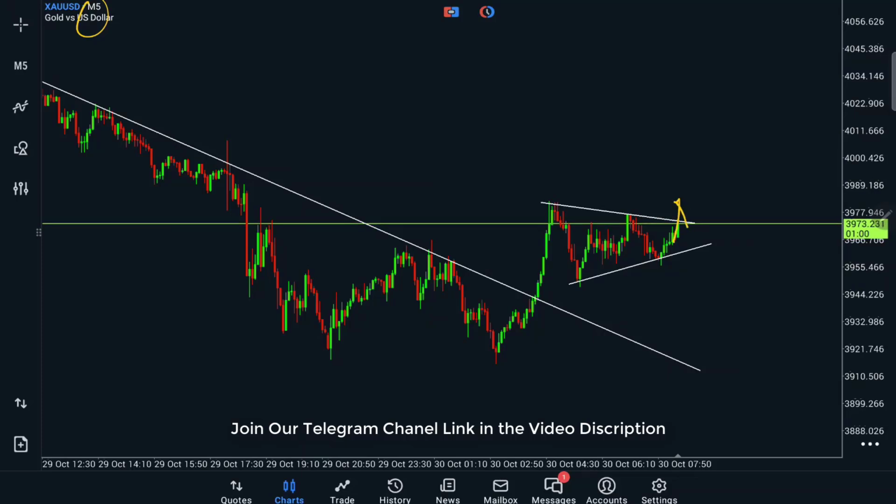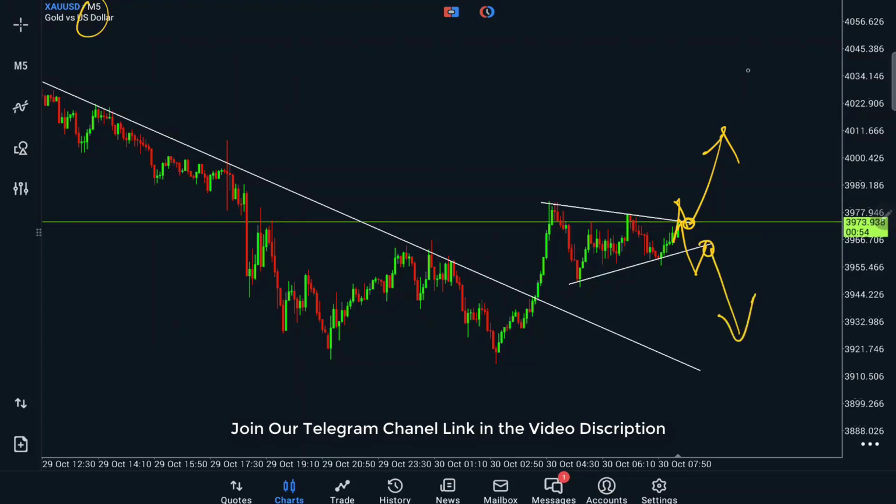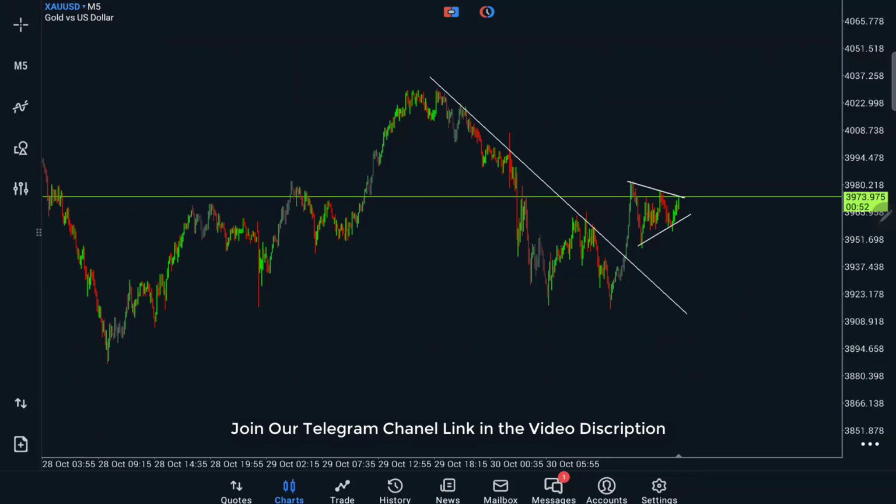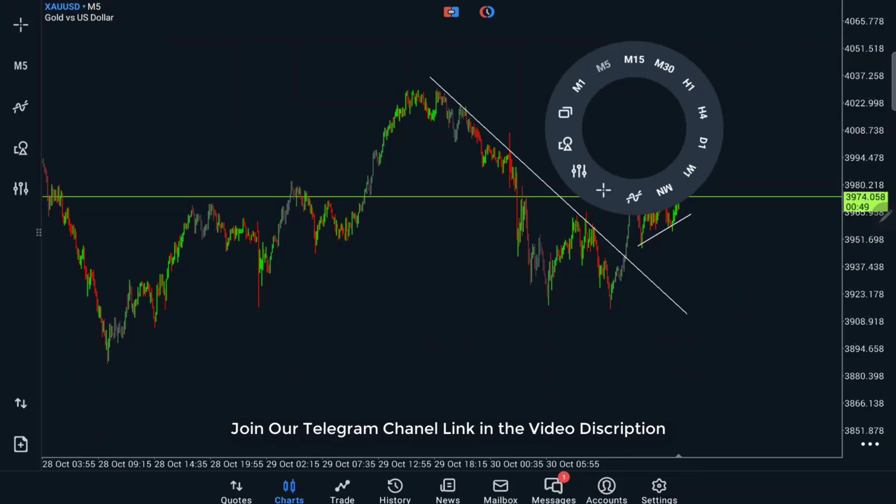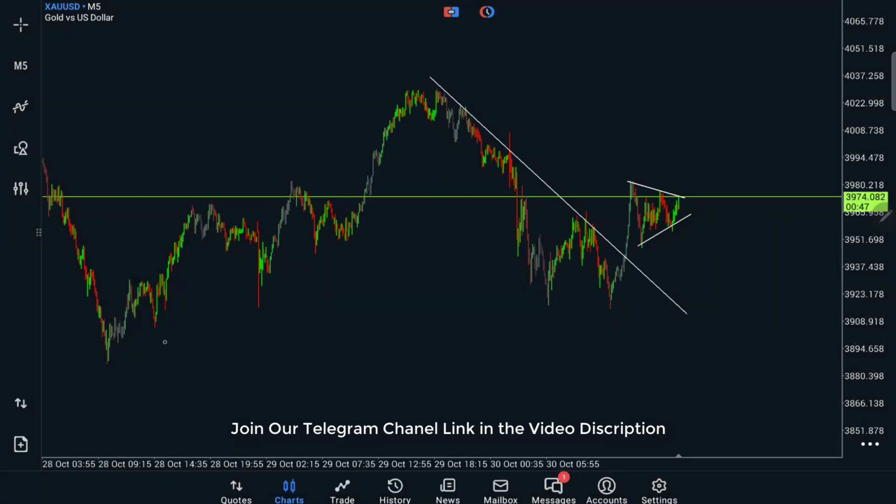One more time, for 5 minutes, that means for scalpers, if it gives us a bullish breakout, then we will wait for a pullback, then we can take a buy entry. And if a bearish breakout, we need to wait for a pullback, then we can take a sell entry with candle confirmation. No entry will be taken without double confirmation.